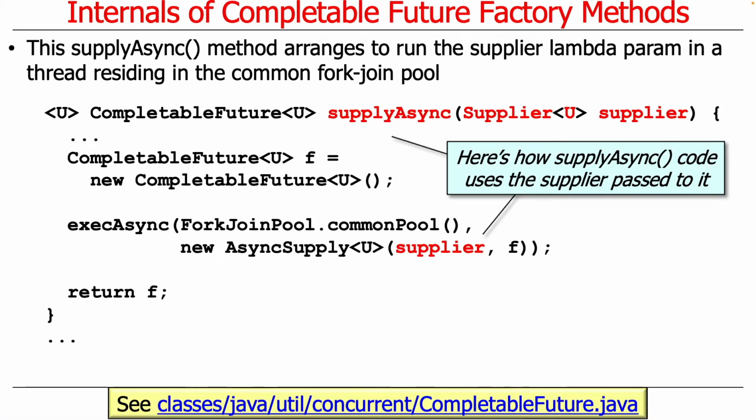So let's go ahead and take a look now at how the implementation works behind the scenes. This is actually pretty cool. So here's the supplyAsync method. You can find this in the Java source code. Java 8 and beyond will have this. You can see it's passed a supplier. Internally, it's going to use that supplier together with some other internal classes that you don't see as an application developer in order to perform the computation in the context of the common fork join pool.